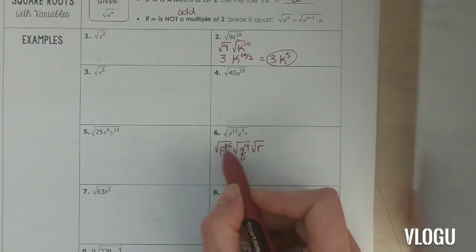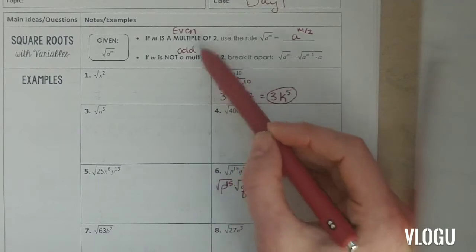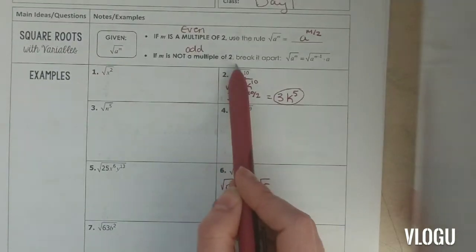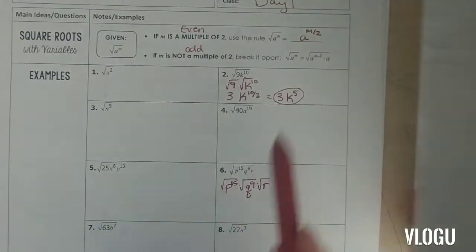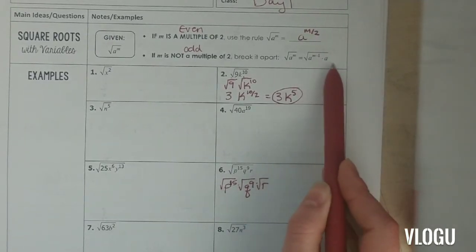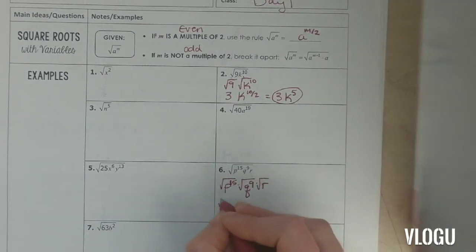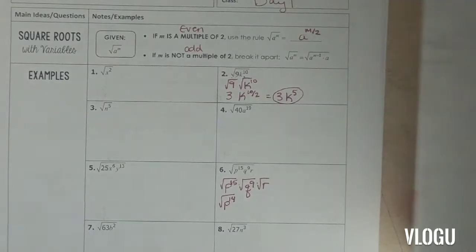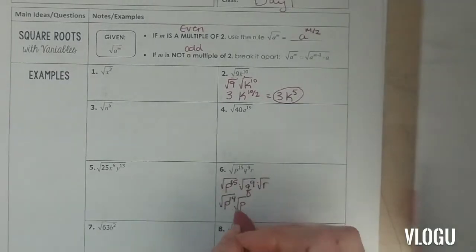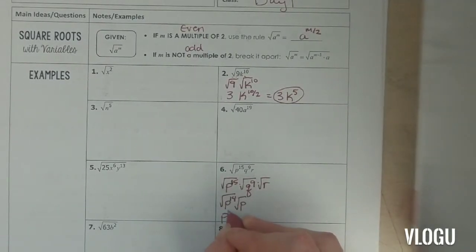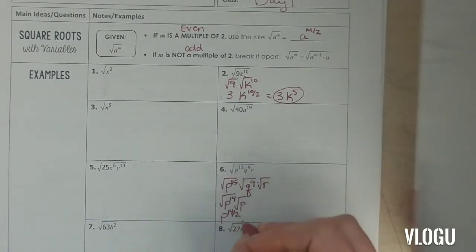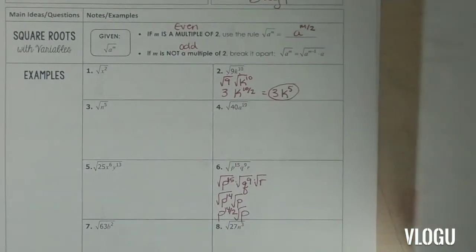For p to the 15, I need my exponent to either be even or odd in order to use one of these rules. And I know 15 is an odd number. It's not a multiple of 2. So I need to break it into pieces. Instead of being p to the 15th, I'm going to make it p to the 15 minus 1 and an extra p. So 15 minus 1 would give me p to the 14. And my leftover p goes in its own square root. Now, p to the 14, in order to get that out of the square root, I'm going to divide it by 2. And it's no longer in the square root. But my leftover p will stay in the square root.